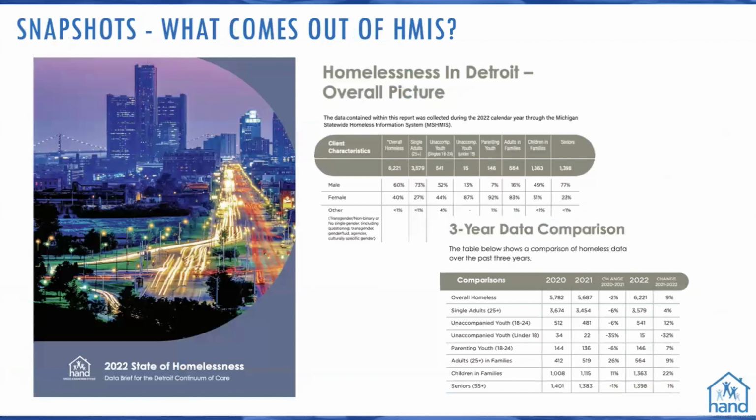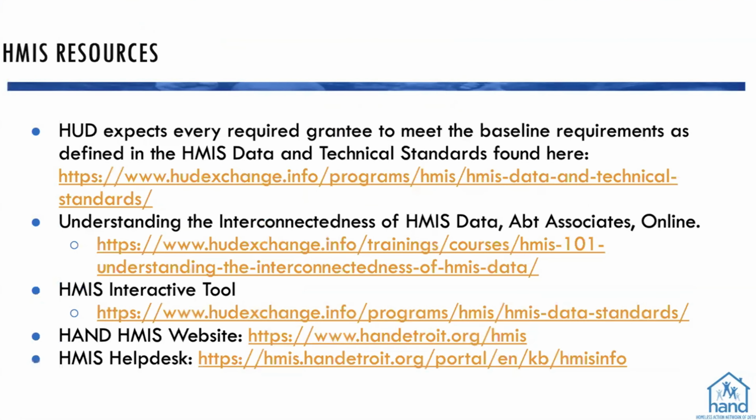Here are some snapshots of the type of data compiled by the HMIS. The HMIS collects information on housed and unhoused individuals and compiles them into data reports, data dashboards, and resources. Here's a snapshot from our 2022 data report. All of this data can be found on HAND Detroit's website. For more information on HMIS policies and procedures, HMIS onboarding, HMIS help desk, and more, check out the HMIS manual, as well as some other links shown below. In our next module, we will discuss how you can get involved with the COC.